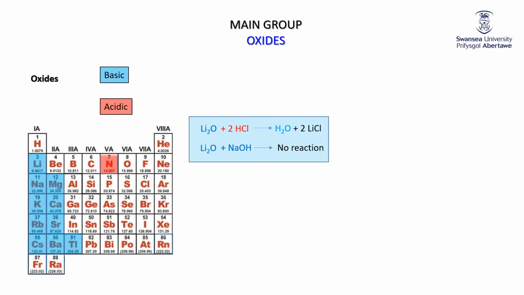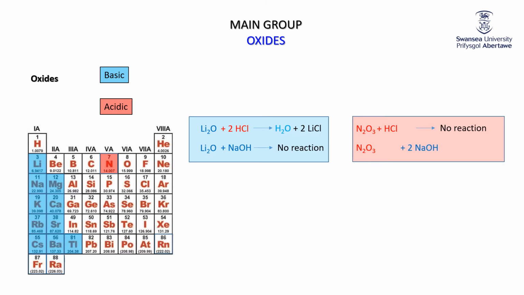Let's put some red on this, shall we? Nitrogen has a very acidic oxide. If we take, for example, N2O3, again writing it in red for oxide with a red background for acid, you take N2O3 reacted with HCl, you do not get a neutralization. However, if you take it with sodium hydroxide, you make water and sodium nitrite. So again, acid plus base gives us a salt plus water.